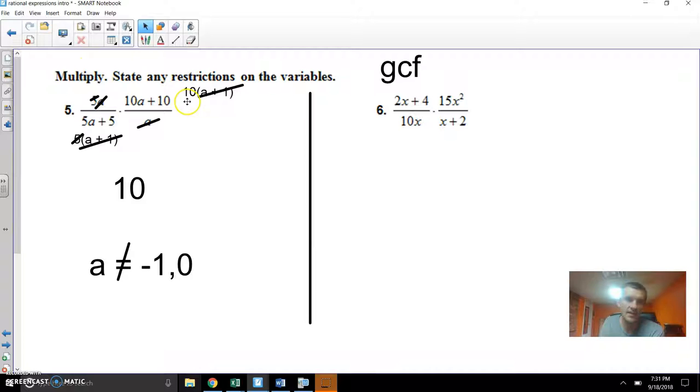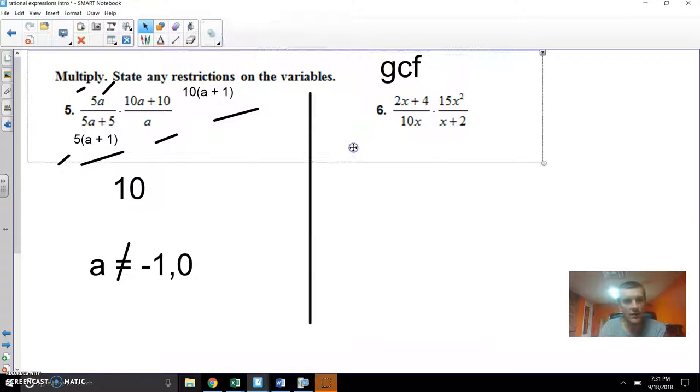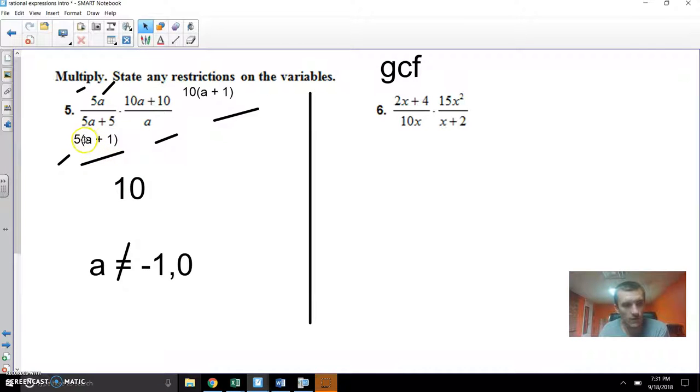Multiplication. So we're trying to state any restrictions on the variables. So what I've gone ahead and done, and I'll move these out of the way so you can see what I've done to work this problem. The first thing I did was look for what I can factor. 5a plus 5, they both have 5 in common. That's what we call a GCF. If you take 5 out of 5a plus 5, you get 5 times a plus 1. And if you take 10 out of 10a plus 10, you get 10 times a plus 1. So that is the idea of a greatest common factor.